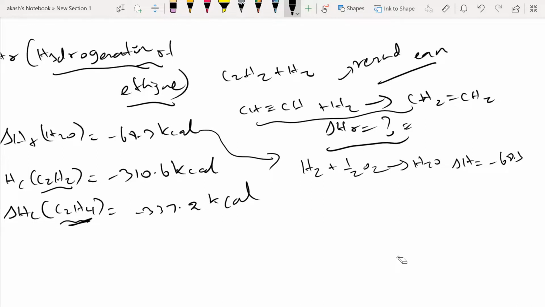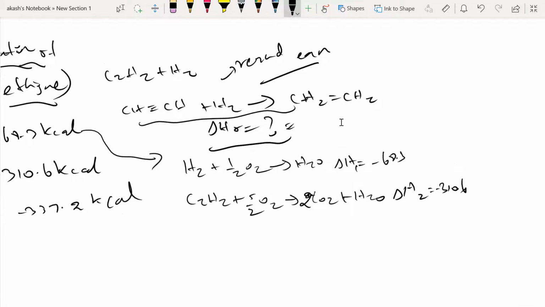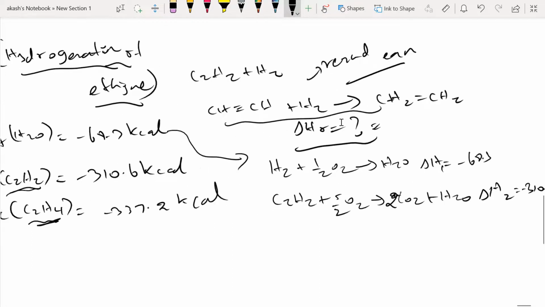Next, enthalpy of combustion of C2H2 is given. So we write C2H2 plus O2 giving CO2 plus H2O, 2 carbons and 2 hydrogens. This should be 4 plus 1, 5 by 2 O2. And for this the enthalpy is given as 310.6. Let me write it as delta H1, delta H2. Delta H2 is minus 310.6.